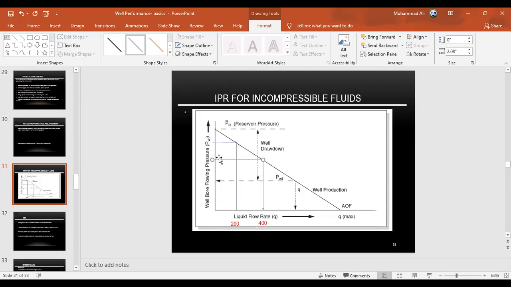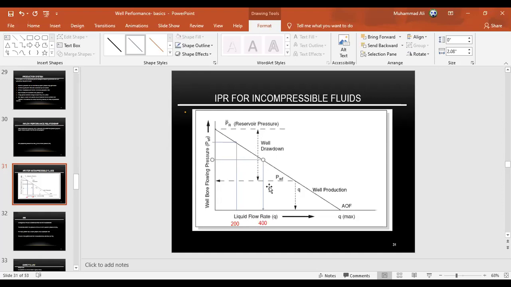Yes, please go ahead. No, I understood. Thank you. And any EOR methods we use when there's no pressure and oil is not reaching the surface, and then we do the enhanced oil recovery.